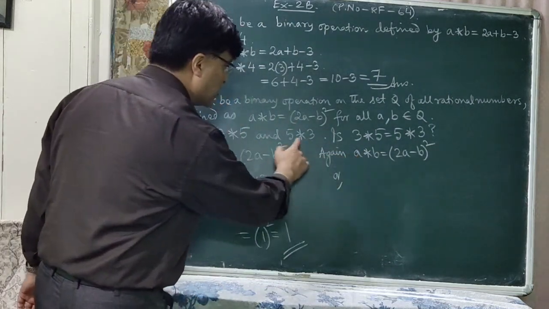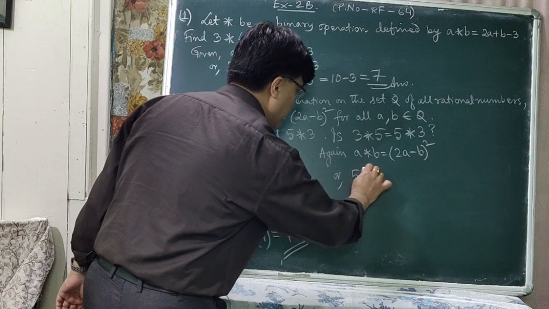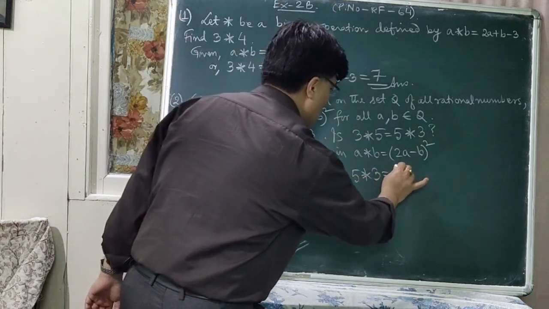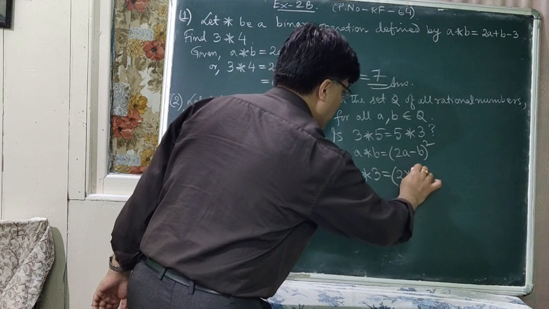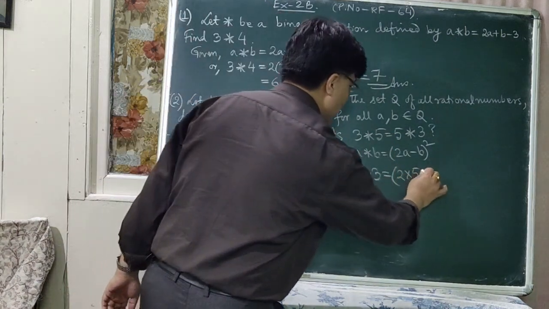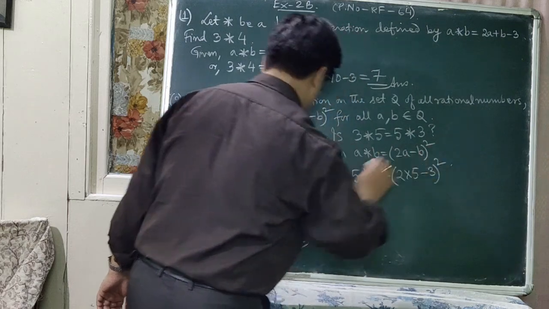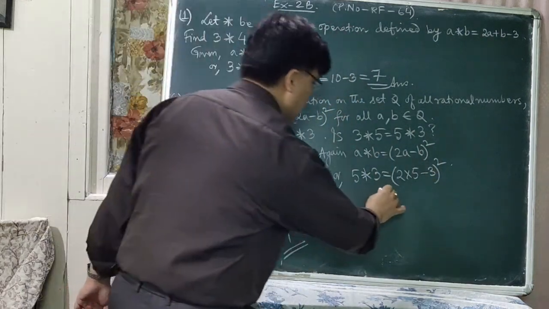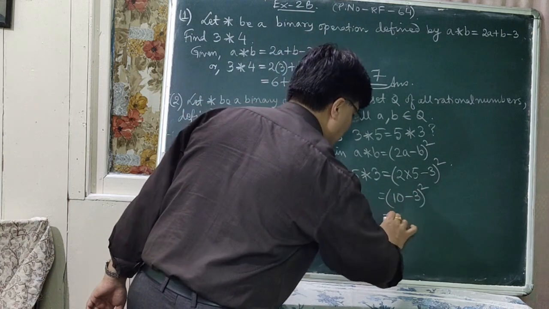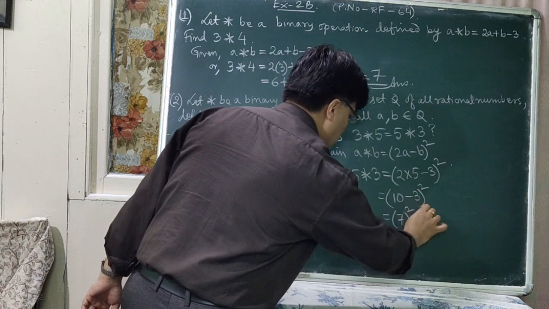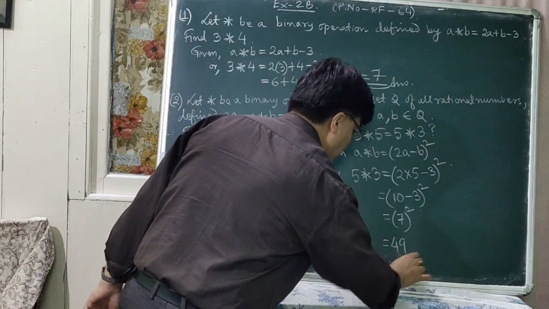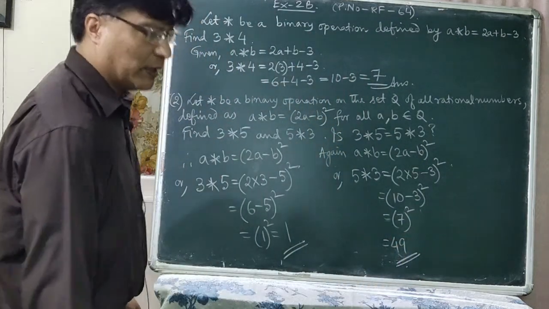So if you put a is equal to 5, 5 star 3 is equal to 2 into 5, this is a, 2 into 5, then minus what is b here, 3 whole square. Okay, which is equal to 5 2s are 10 minus 3 whole square, which is equal to 10 minus 3, 7 whole square, which is equal to 49. So this is your 5 star 3.